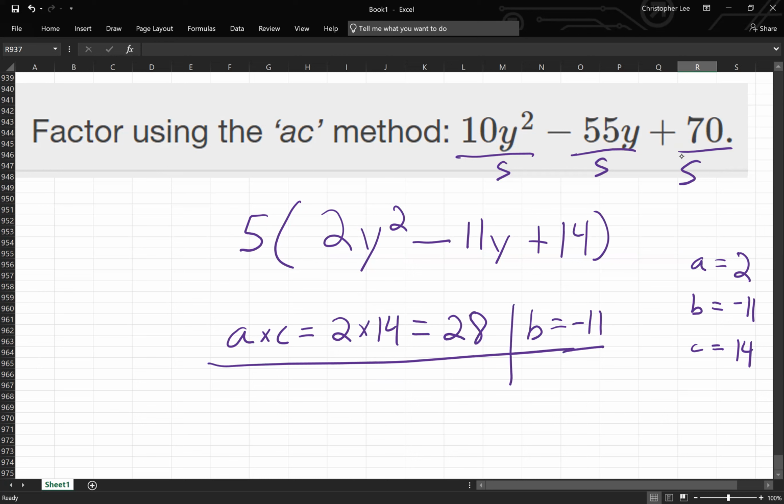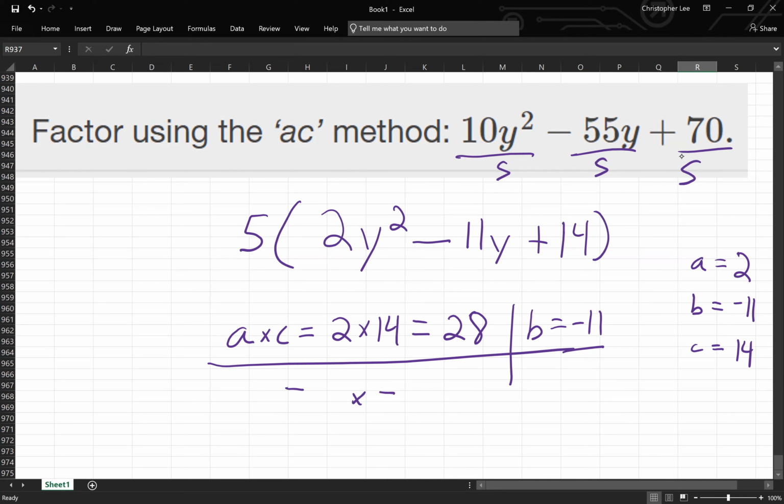And then my B term here is negative 11. So I need two numbers that, when I multiply them together, give me a positive 28, but when I add them together, give me a negative 11. Right off the bat, we know they're both going to be two negatives. Whatever number it is that we find.